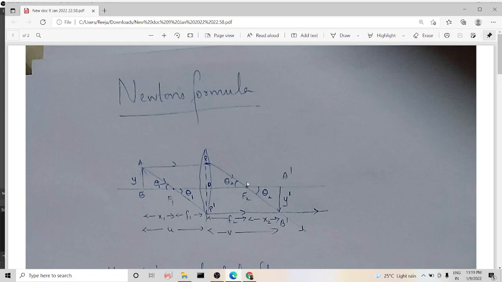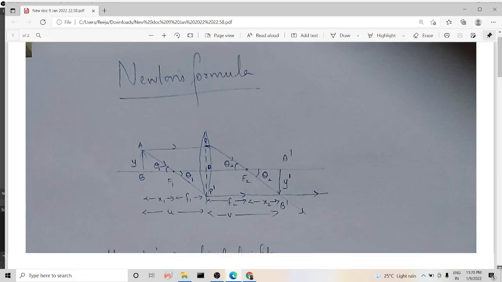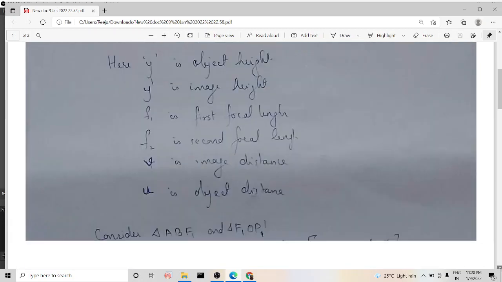Again we write down the ratio, that is B dash A dash by A dash F2 is equal to PO by OF2. Now what is A dash B dash? It is y dash. What is A dash F2? It is x2. Y dash by x2 is equal to, this height is y, y by f2. So y dash by x2 is equal to y by f2. Very simple. We just wrote down the lengths from the figure.